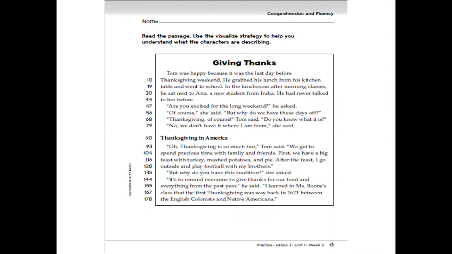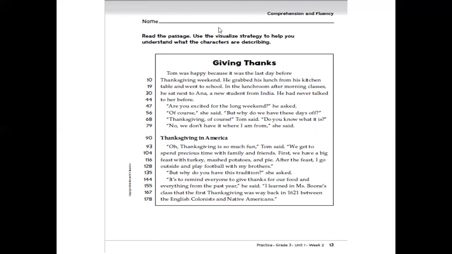Use the visualize strategy to help you understand what the characters are describing. What's the meaning of visualize strategy? That means try to imagine the story. It's like playing a video in your head. You can imagine the setting, the characters, and the events. Try to imagine everything. Picture it in your mind, okay?